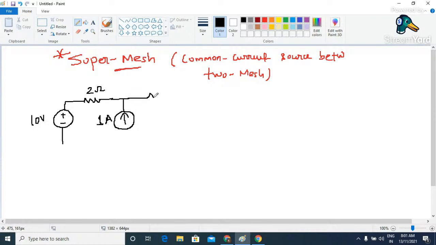And then here we have a resistor of value say 2 ohm, and again here we have a resistor of value say 1 ohm, and then the circuit is something like this. Now this is the example for super mesh. Now why is it called a super mesh?